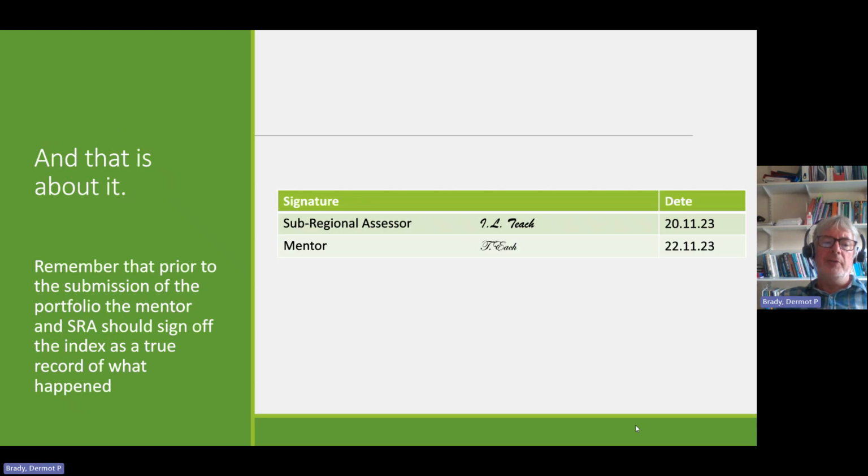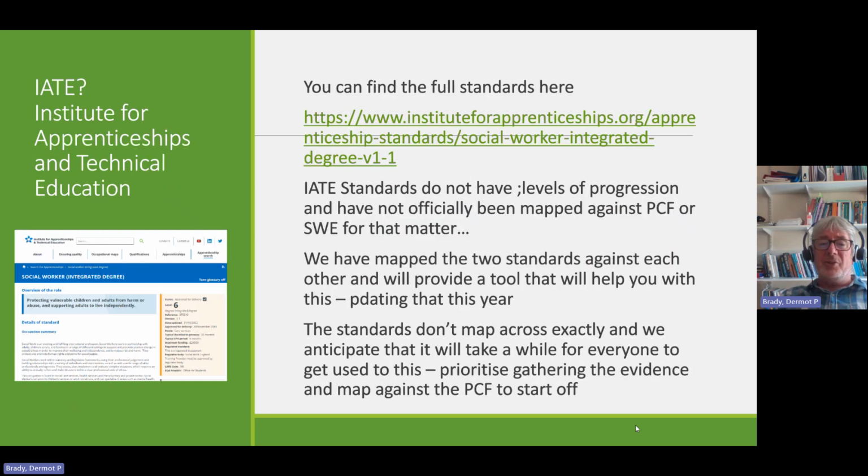And of course, they're signed off, particularly at the end of the period. And again, by your signing it off, it indicates that this stuff is real. It genuinely exists. It happened in the workplace. So you're validating the index and the evidence. So, really, that's about it.